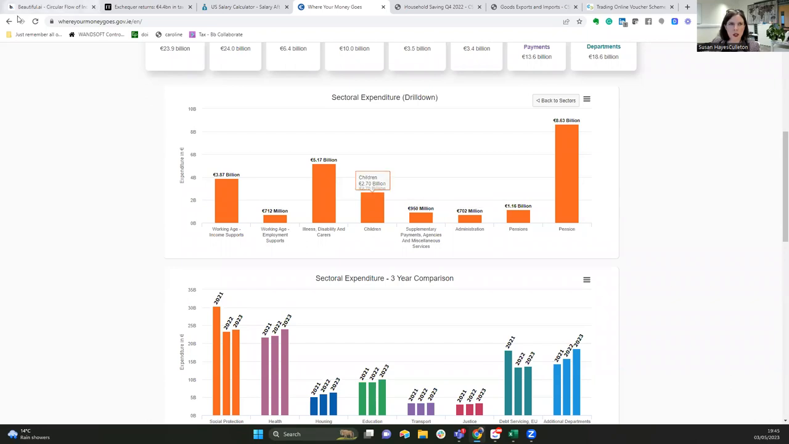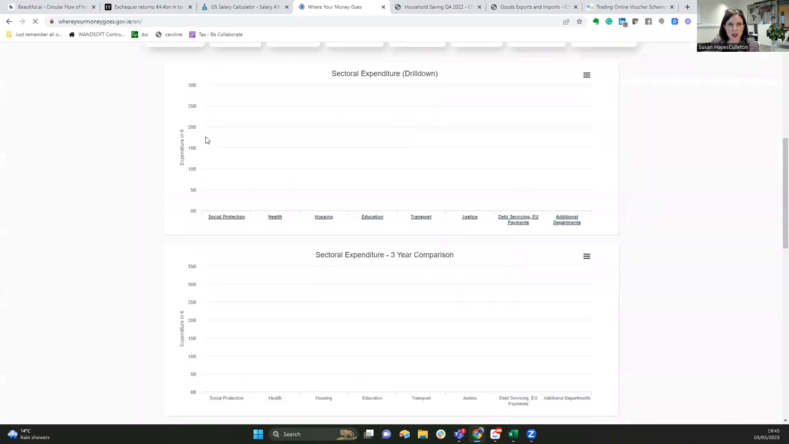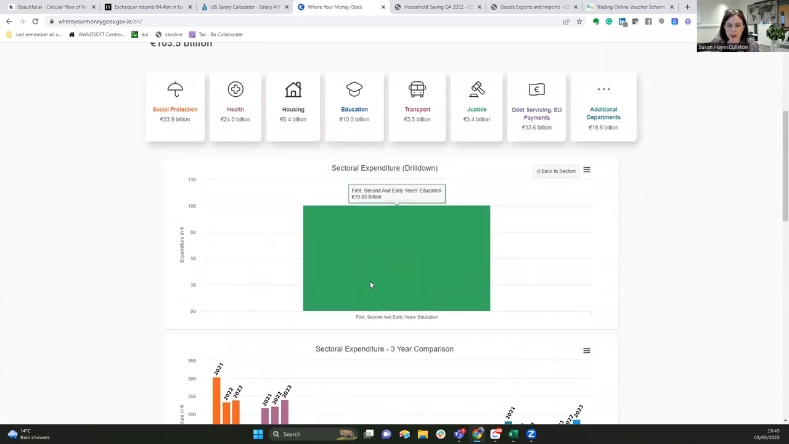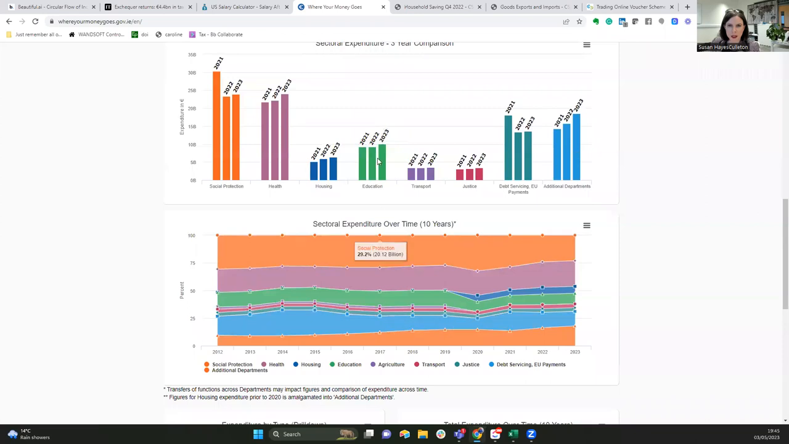Now, if I was to look at education, just for the crack, and let's just take a look and see what's in there. The first, second and early years education. And as we can see here, that money has grown over time. €9.26 billion in 2021, €10.03 billion in 2023. And we can see social protection is down a lot in comparison to 2021.